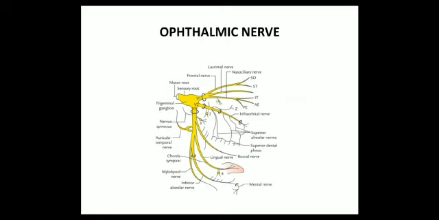The first division is the ophthalmic nerve. It enters the lateral wall of the cavernous sinus from the cavum trigeminale and runs forward to enter the orbit through the superior orbital fissure. There it divides into three branches: the frontal nerve, the lacrimal nerve and the nasociliary nerve. This nerve supplies the cornea, conjunctiva, upper eyelid, forehead, anterior part of the scalp and the nose. We will discuss this nerve in detail along with the orbit.